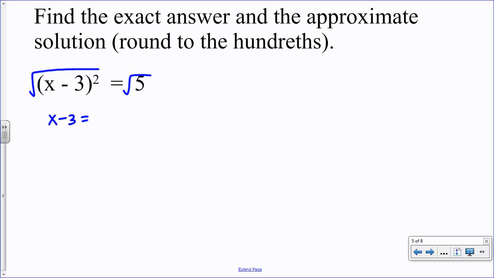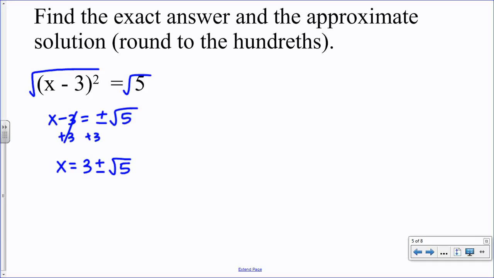All right, square root of 5, can you simplify that? No, but it is plus or minus square root of 5. Then we need to put x by itself. So add 3 to both sides. And I'm going to write the 3 in front of the plus or minus. So this is the exact answer.